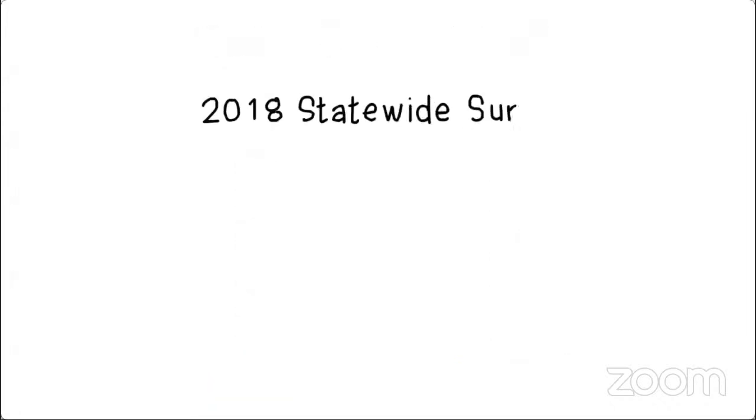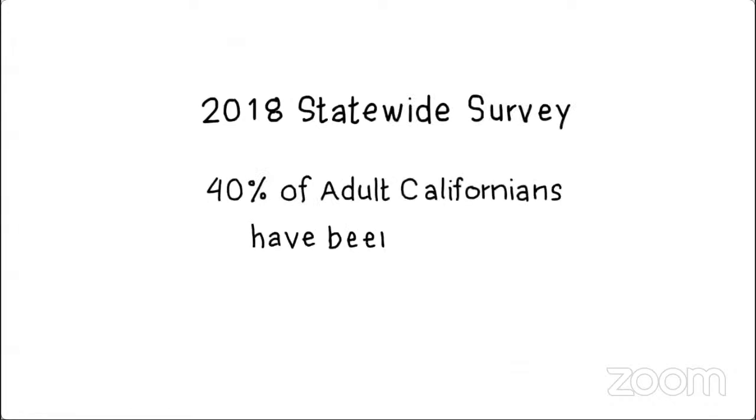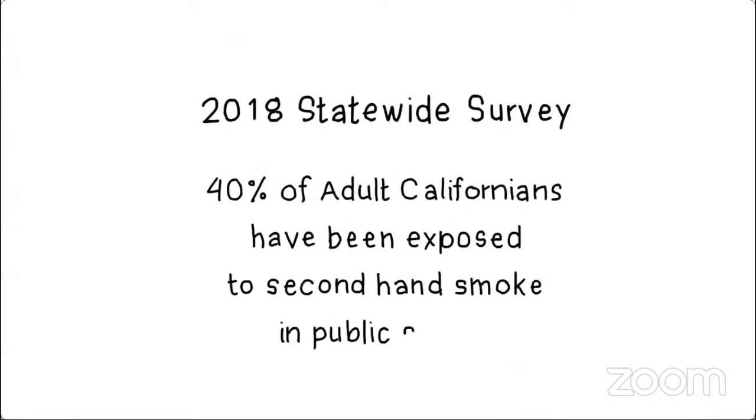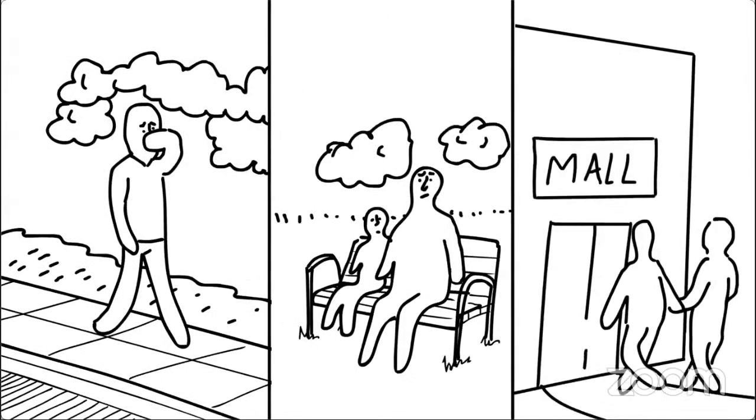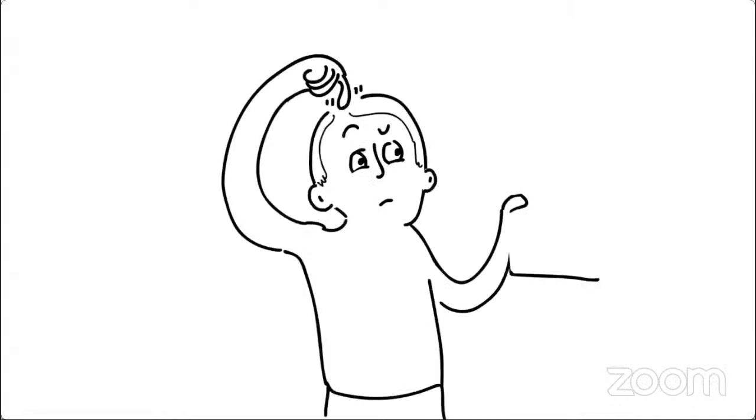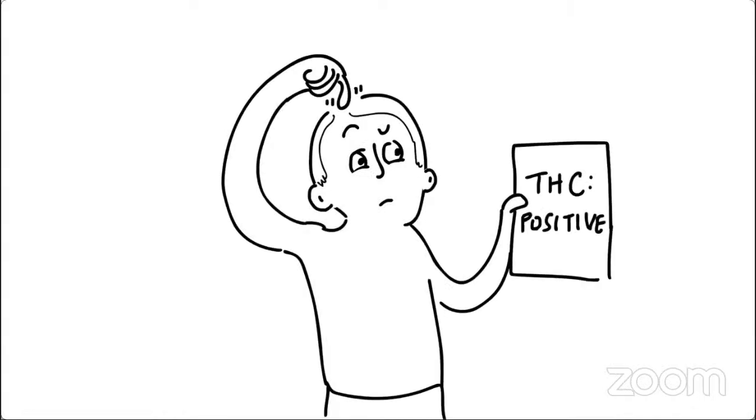A 2018 statewide survey found that about 40% of adult Californians have been exposed to secondhand marijuana smoke while they were in public spaces like sidewalks, parks, and shopping areas. On top of that, recent studies have shown that non-smokers had detectable levels of THC, the main compound in marijuana, in their blood and urine simply from being exposed to secondhand marijuana smoke.